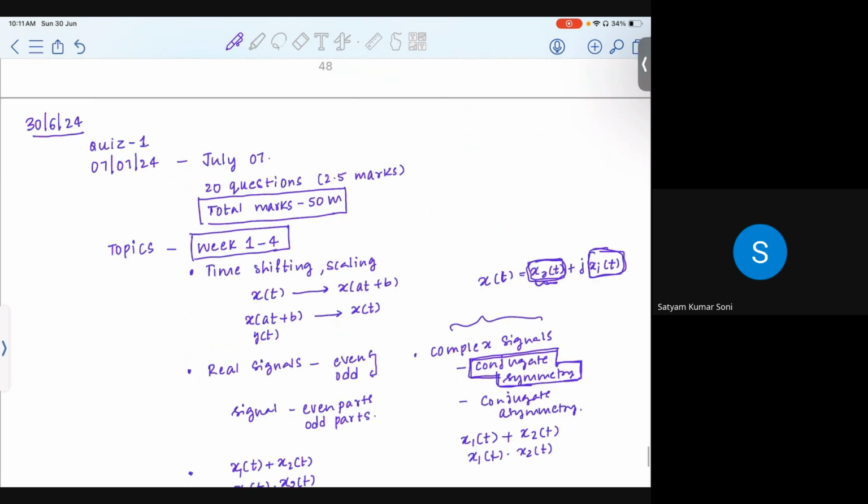So next week is the quiz. The quiz is on July 7th. The quiz, I think, is for 180 minutes. We have 20 questions, each 2.5 marks, and the total marks of the quiz is 50 marks, and the level of the questions will be similar to your assignment questions.